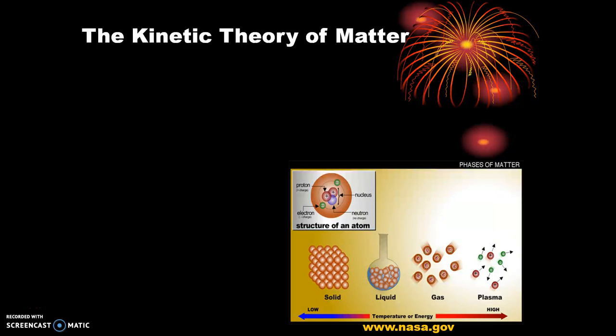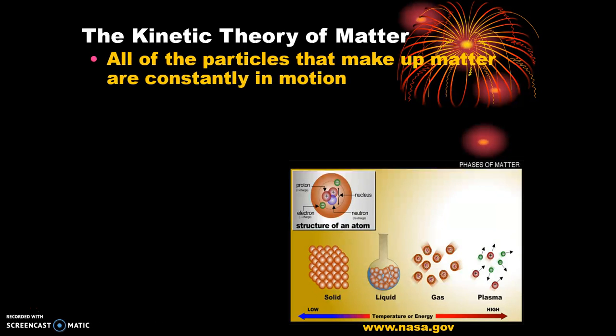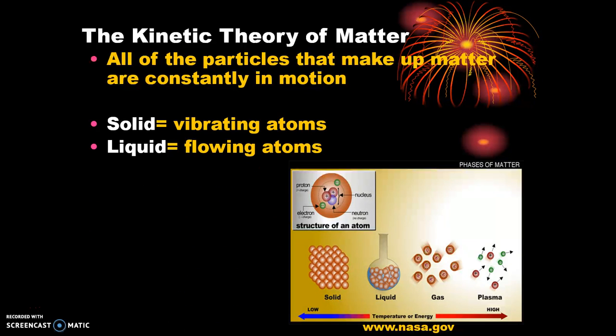And that's really what the kinetic theory of matter is dealing with. So it says that all particles that have matter are constantly in motion. And like I had said previously, a solid, that's vibrating atoms. Because they have that set structure, they don't flow freely over each other, but they still do have movement in that vibration. A liquid is flowing atoms, so they're flowing over around each other.